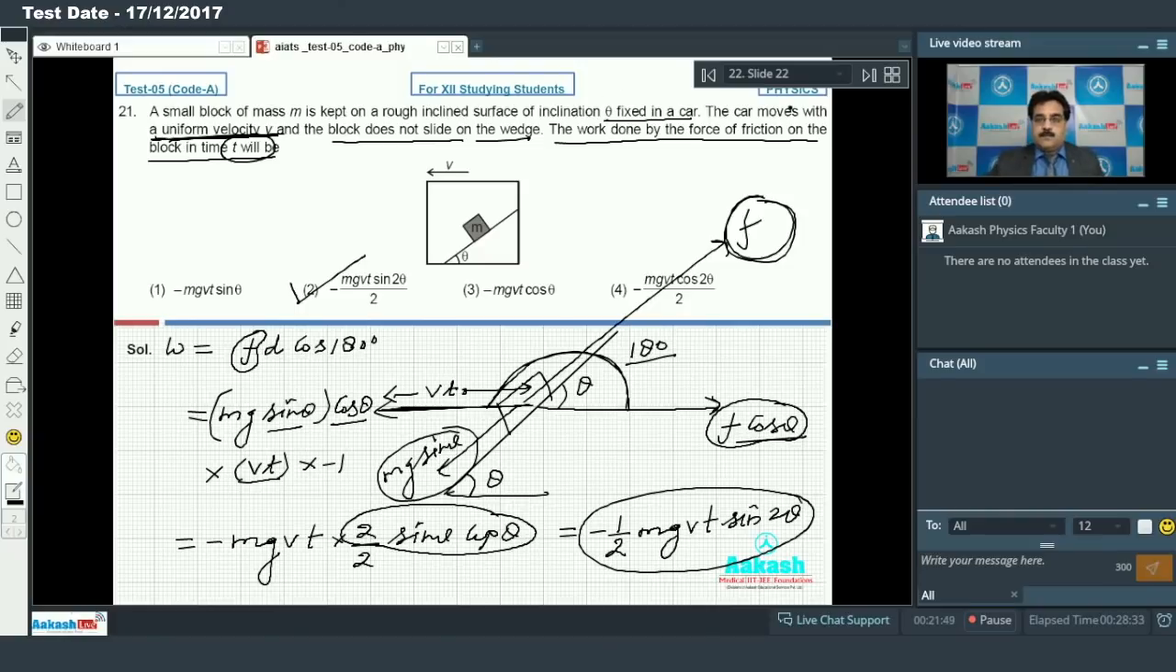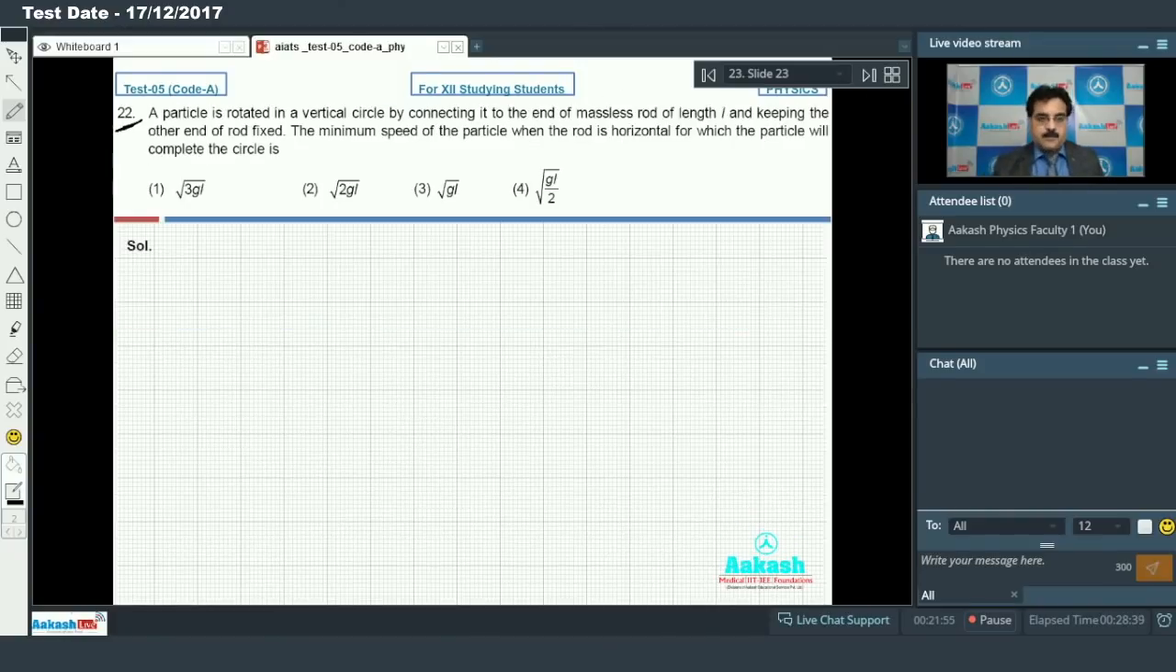So let's move on. Question number 22. A particle is rotating in a vertical circle, connected to the end of a massless rod of length L. There will be no mass of the rod, and the other end of the rod is fixed. The question asks for the minimum speed of the particle when the rod is horizontal, for which the particle will complete the circle.